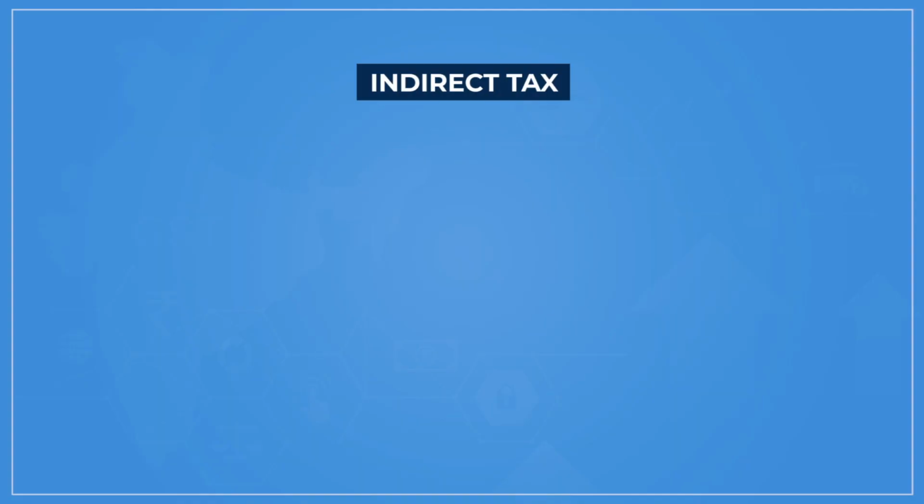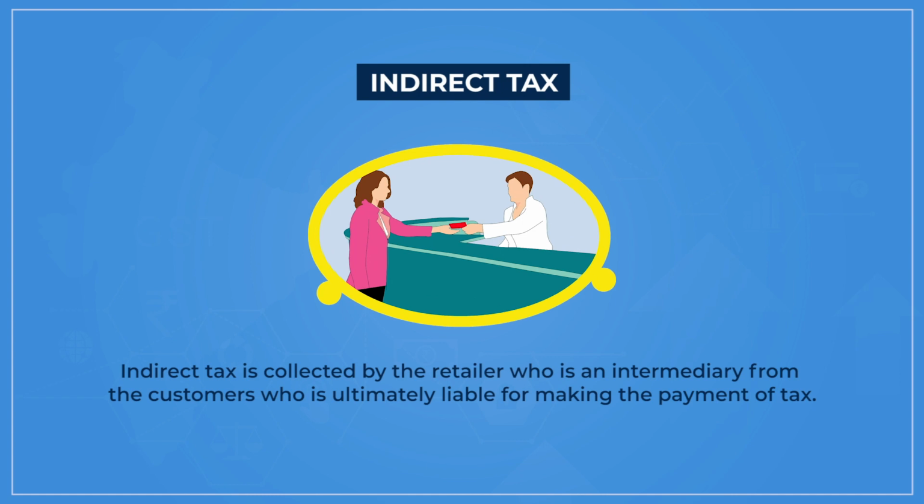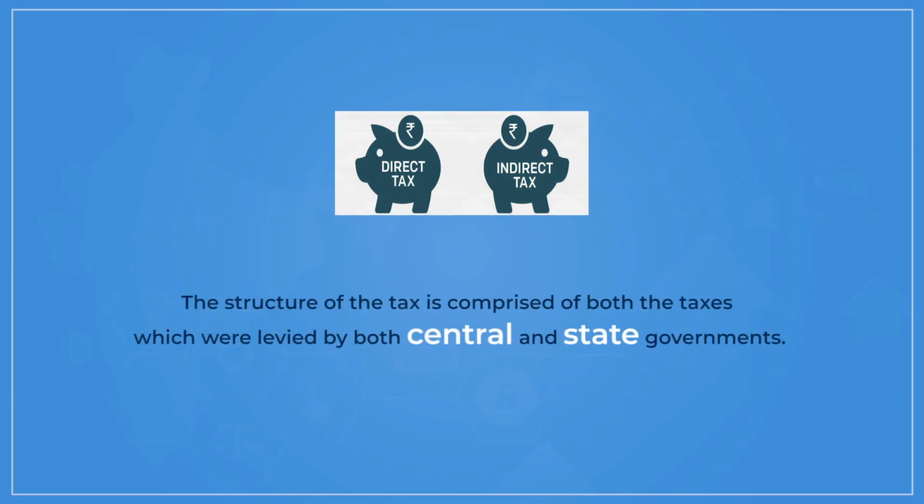Number one, indirect tax. Indirect tax is a tax which is collected by the retailer, who is an intermediary, from the customers, who are ultimately liable for making the payment of tax. This tax forms a major source of tax revenue to the government, more than direct tax. The structure of the tax comprises taxes levied by both central and state governments.